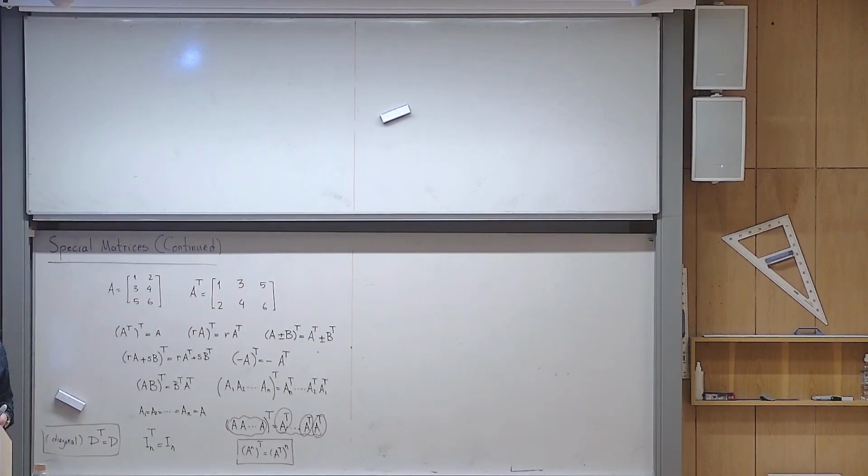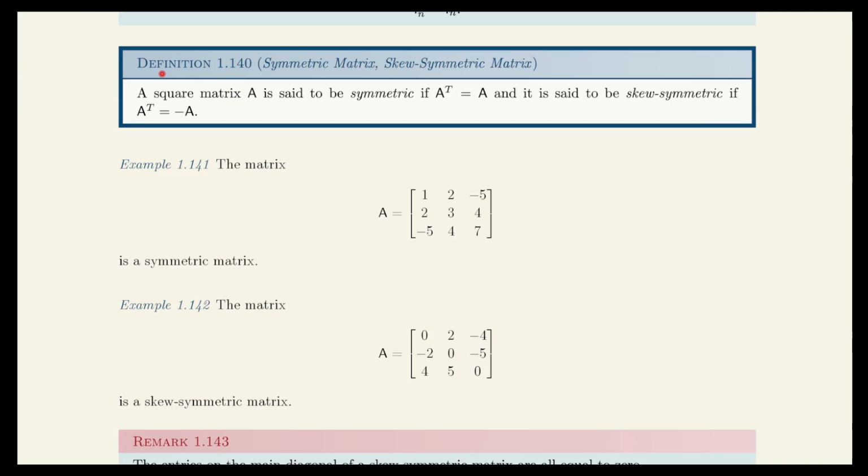Now, there are two terminologies I want to introduce to you here today. So, this definition: a square matrix A is said to be symmetric if its transpose is equal to itself. If this happens, that matrix is called a symmetric matrix. And it is called skew-symmetric if the transpose of it is equal to the negative of itself. Yes? So, for example, let me write this here on the board.